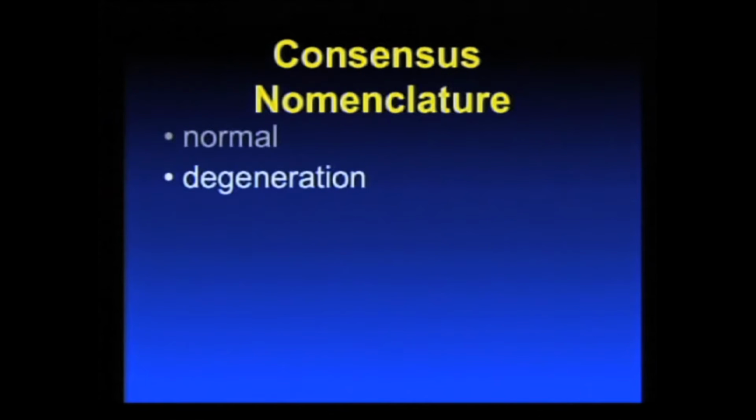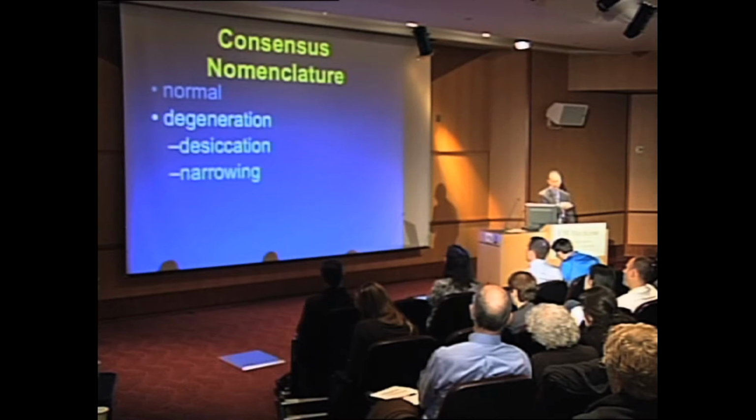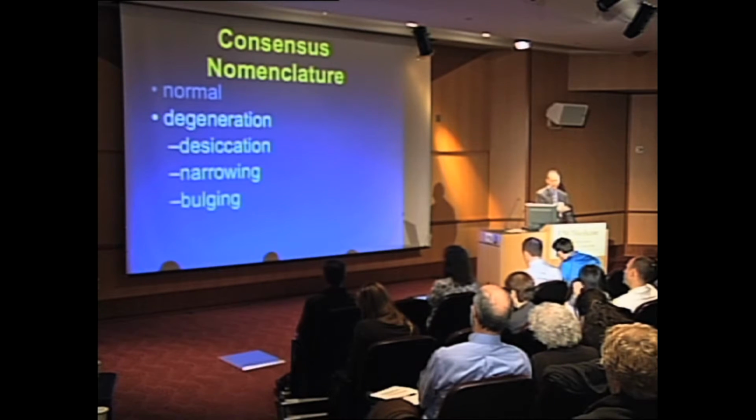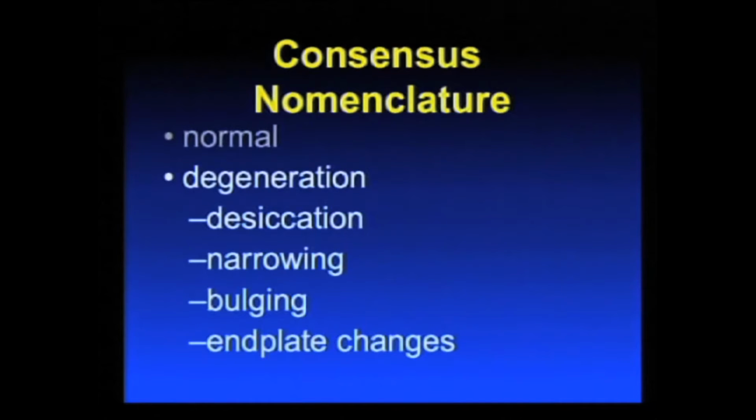So degenerated discs. Degenerated discs may have desiccation or signal loss, which is best seen on either a T2 or STIR weighted image, T2 weighted image with fat suppression. Disc space narrowing, so you can have height loss of the disc. Bulging is included in this rubric of degeneration, and then end plate changes, which have been talked about earlier today.